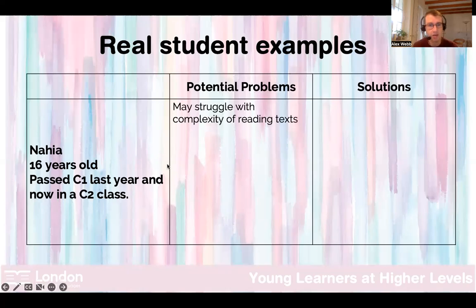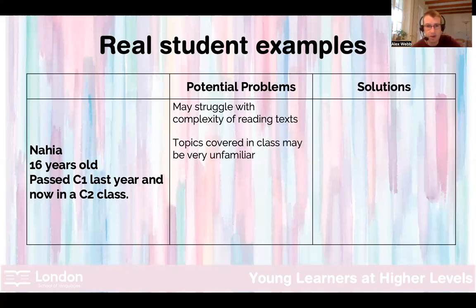So, problems that Naya might have. She may struggle with the complexity of the reading texts. Reading texts at C2 are very, very complicated, and it's unlikely she will have read texts similar to this previously. Some of the topics covered in class at C2 level may be very unfamiliar. At C1, we have very adult topics, but at C2, they are very often very academic, and that can be particularly challenging for a 16-year-old. It's often university level topics that we're looking at here at C2 level.